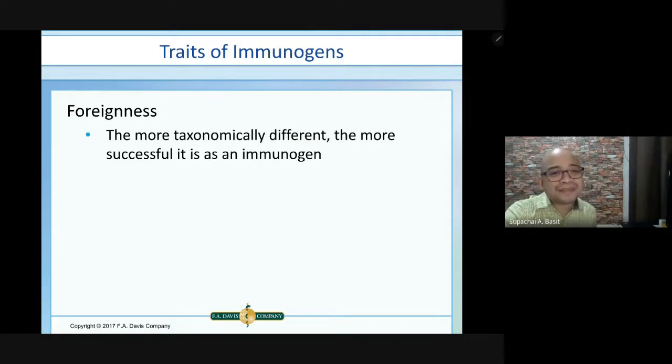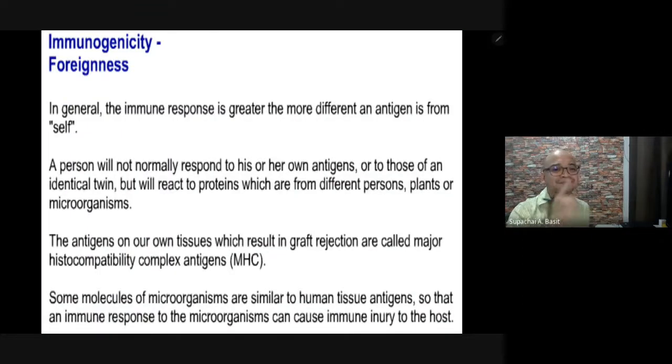Another trait of an immunogen is foreignness. I think we're at number 8, foreignness. When you say foreignness, the more taxonomically different, the more successful it is as an immunogen. That's why bacteria, viruses, fungi, and other microorganisms are very good immunogens, because we are not taxonomically related to one another. You are not a prokaryote, right? So you are not taxonomically related to bacteria, for example. That's why bacteria will make a very good immunogen. So in general, the immune response is greater the more different an antigen is from self.